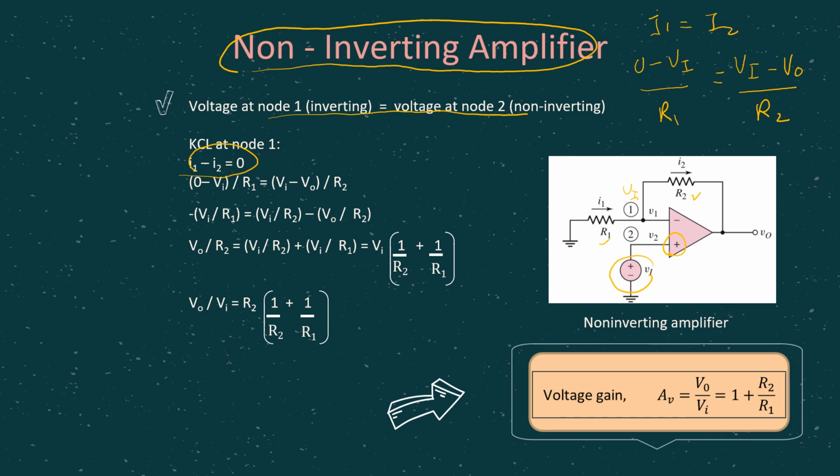In order to find the voltage gain, you solve accordingly. In the end, you are going to get V0 over Vi, which is the voltage gain, equals R2 times 1 over R2 plus 1 over R1, or it might be in this form. It's just the same actually, right? AV is V0 over Vi, which equals 1 plus R2 over R1.